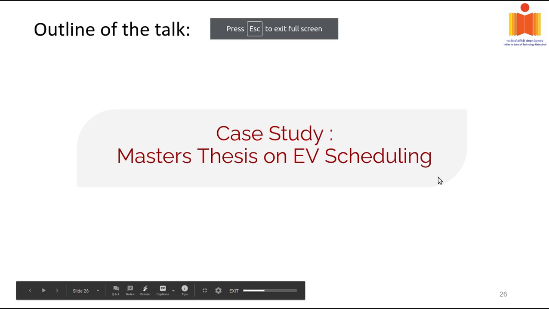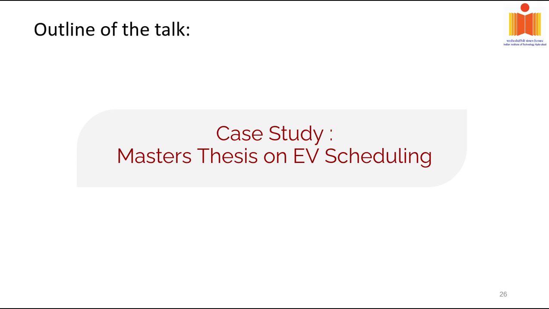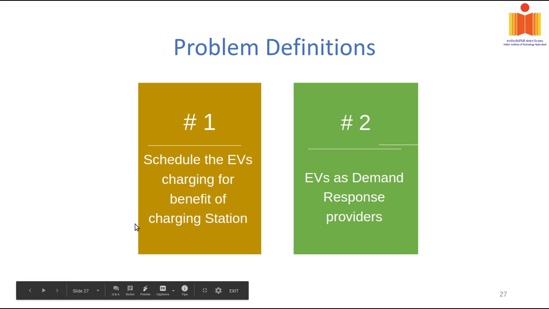Alright, so now we come to the case study. I'll briefly present the findings of a master's thesis on EV scheduling. As I mentioned, Mr. Praneeth is right now working at General Electric in Hyderabad. This is his previous year's MTech work. Problem definition: scheduling of electric vehicle charging for the benefit of charging stations. This is the first objective, and electric vehicle as demand response provider.